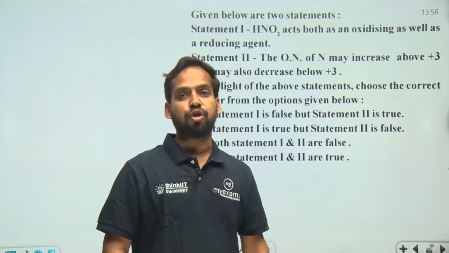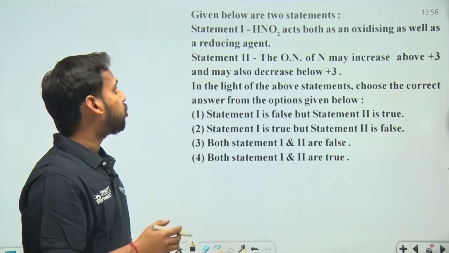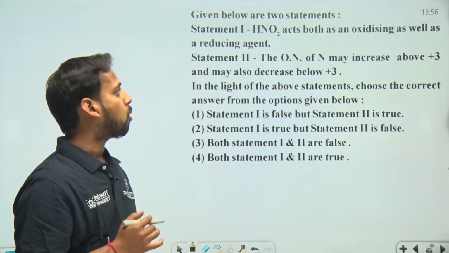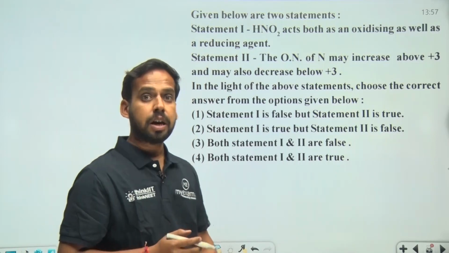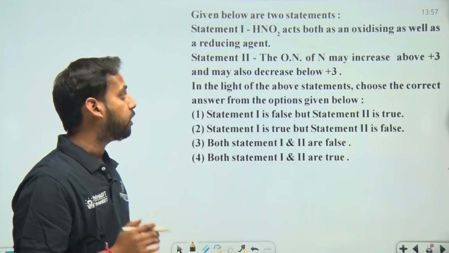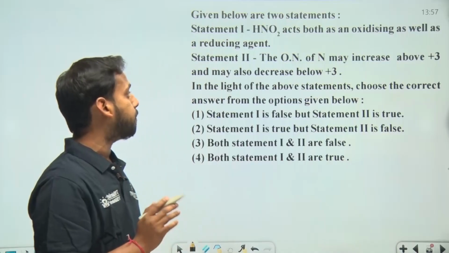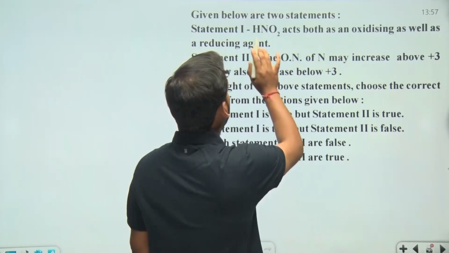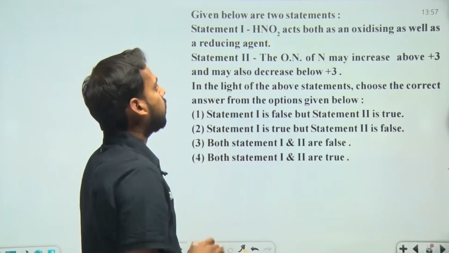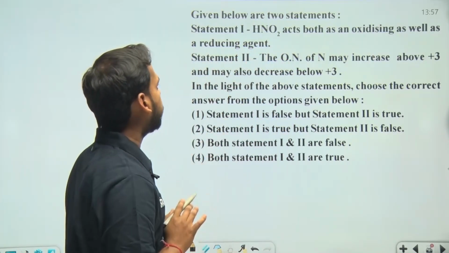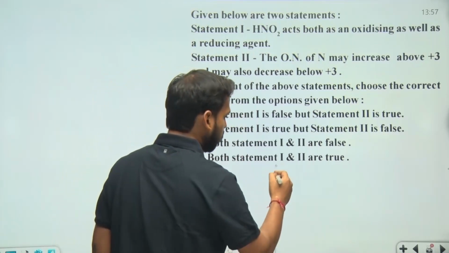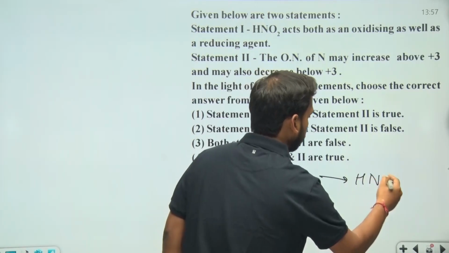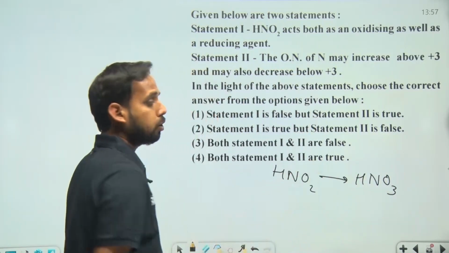Hello students, so the question is, given below are two statements. Statement 1: HNO2 acts both as an oxidizing as well as a reducing agent. Statement 2: the oxidation number of nitrogen may increase above +3 and may decrease below +3. So we have to judge both the statements. For statement 1, HNO2 acts as both an oxidizing as well as a reducing agent, because HNO2 can oxidize to HNO3.